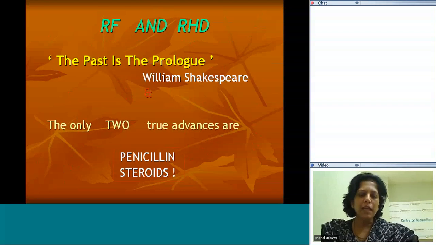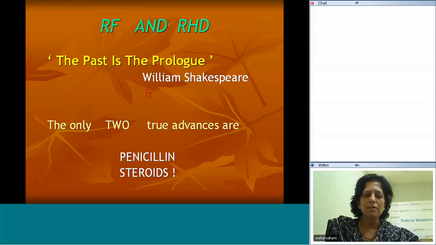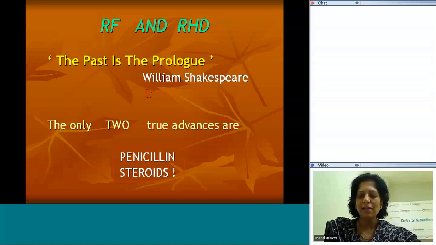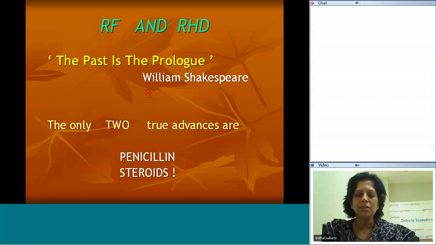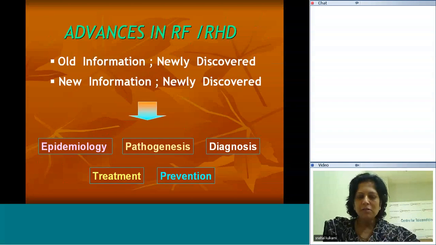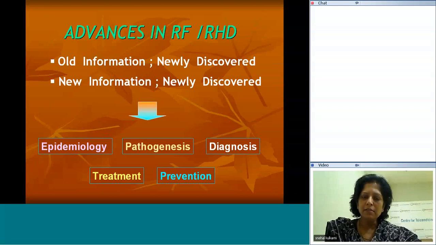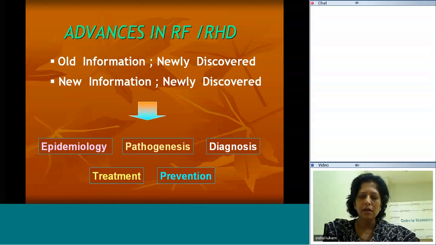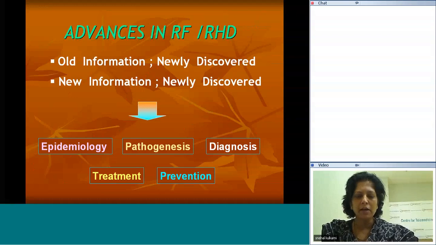If you see what Shakespeare has said, that the past is prologue, there are only two true advances in the management of rheumatic fever: we have not gone beyond penicillin and steroids. These are the only advances, and nothing beyond that is happening. So we have to look at the advances in epidemiology, pathogenesis, diagnosis, treatment, and what we have done in prevention.